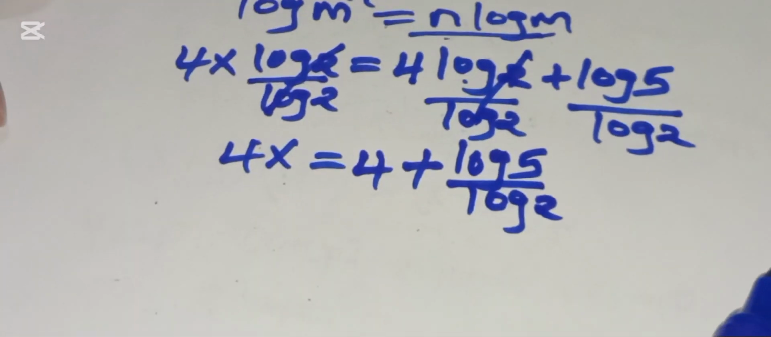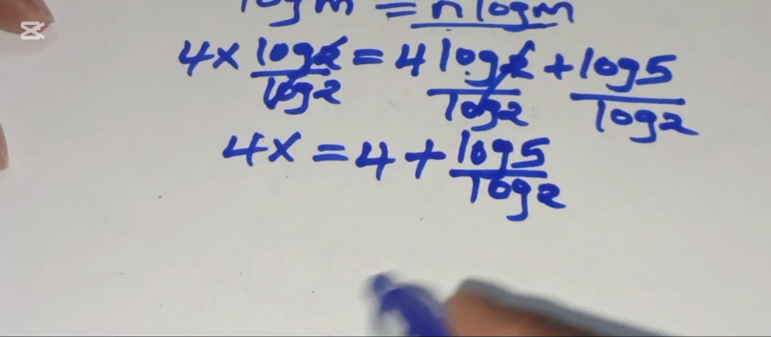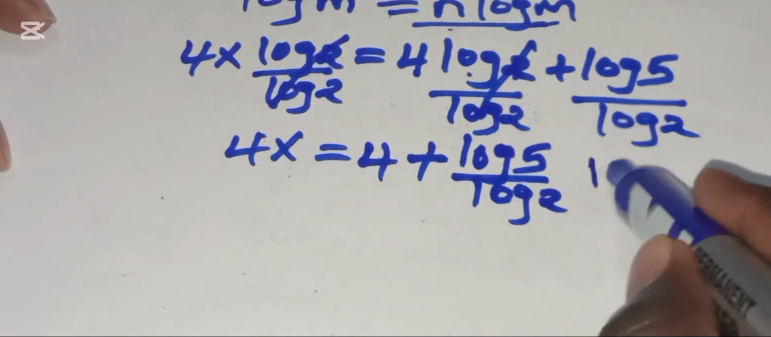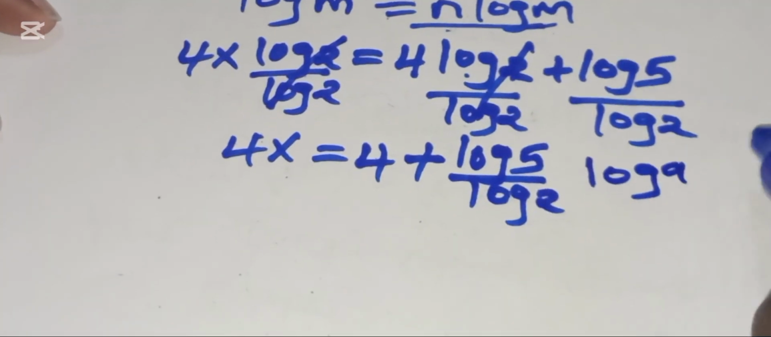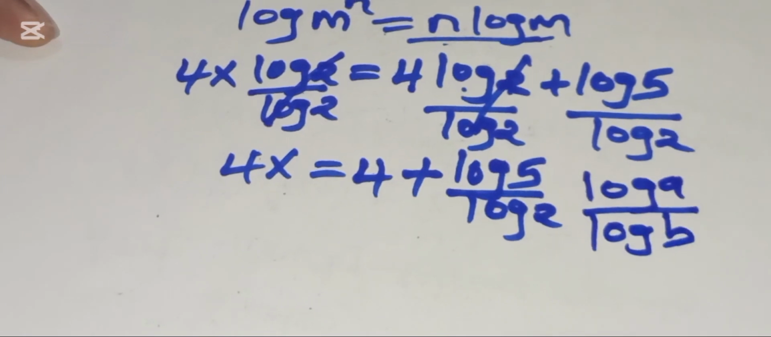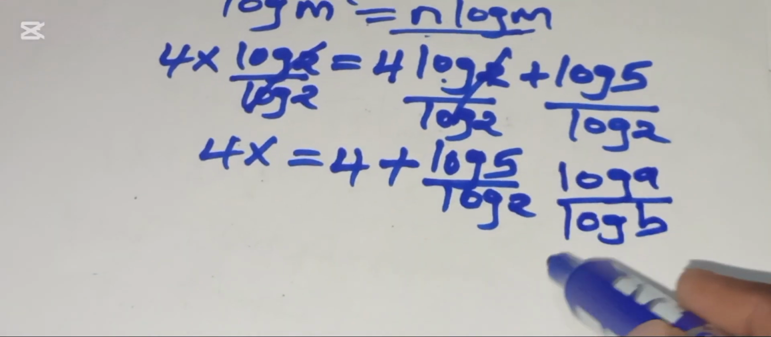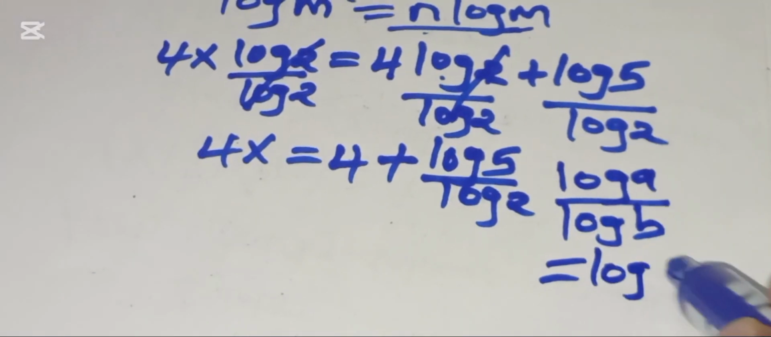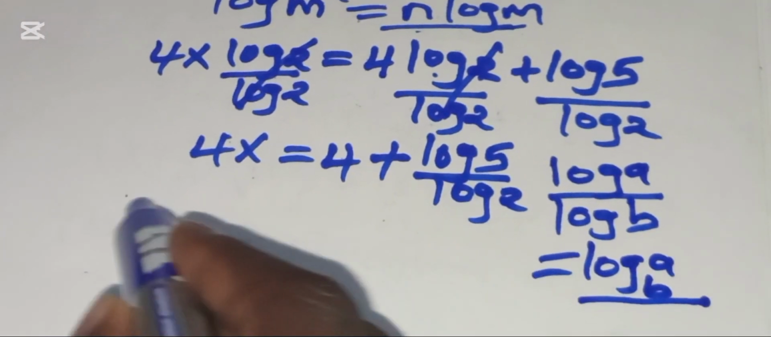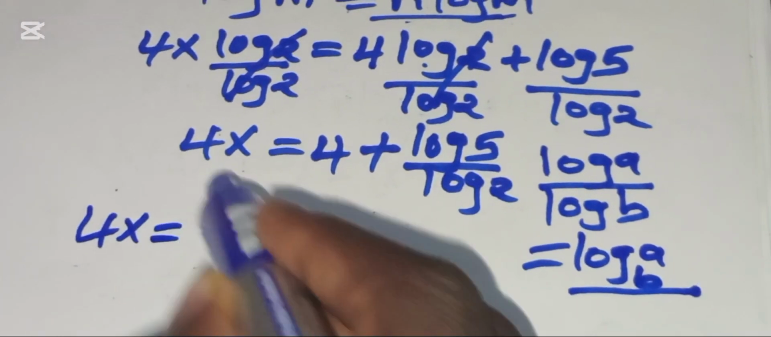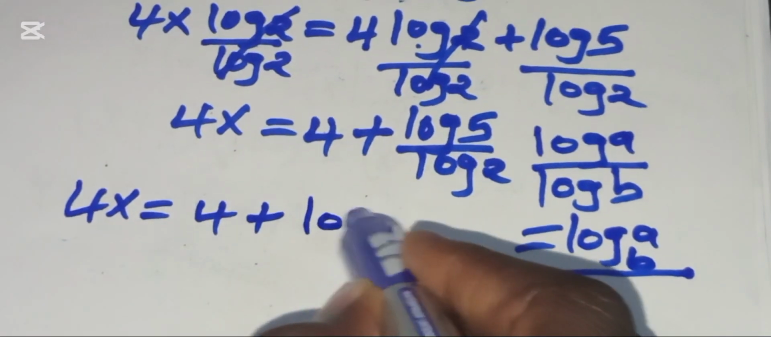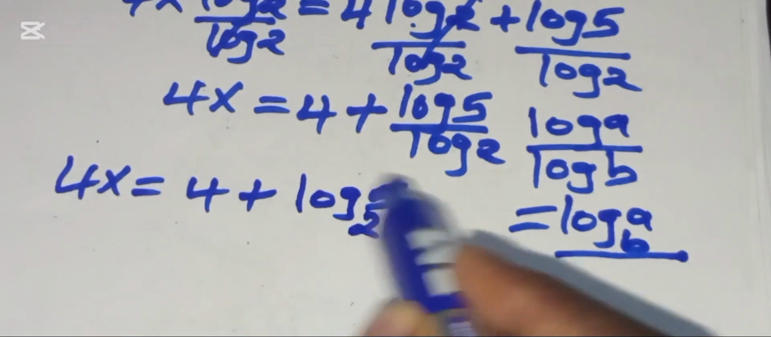Now from here, you find that log 5 divided by log 2 is in the form of log a divided by log b, and that can be expressed as log a to base b. So let's apply this property. We have 4x equal to 4 plus log 5 to base 2.